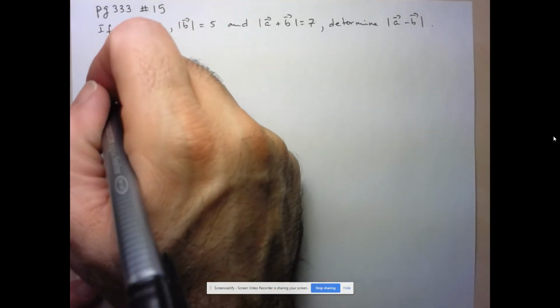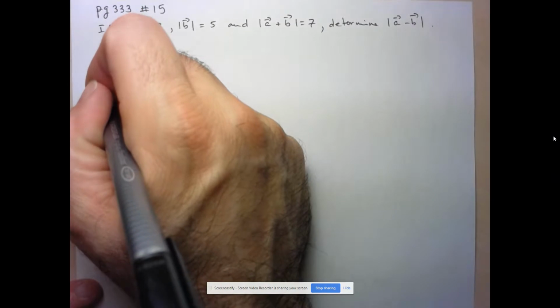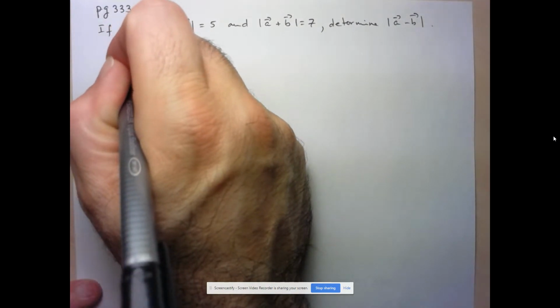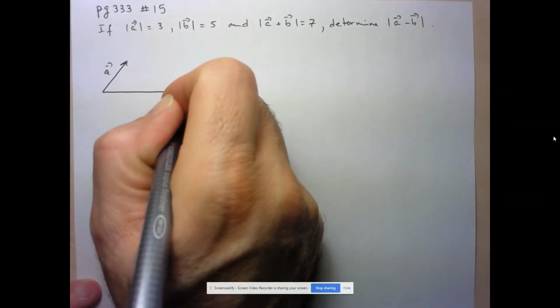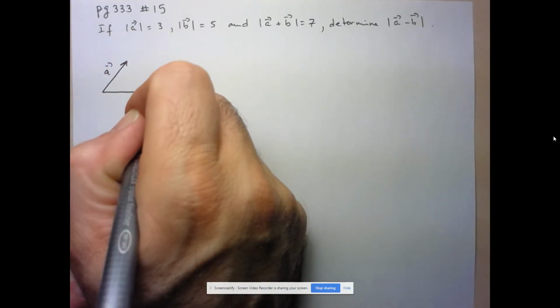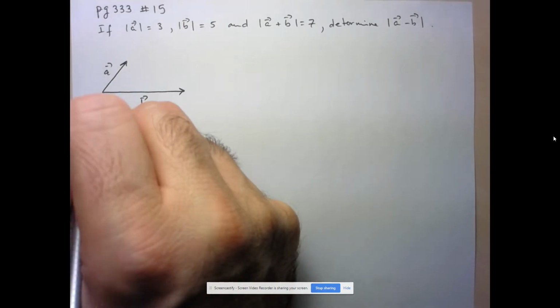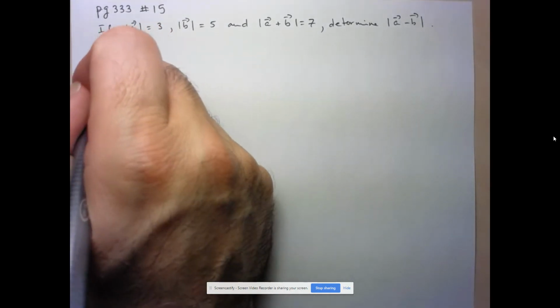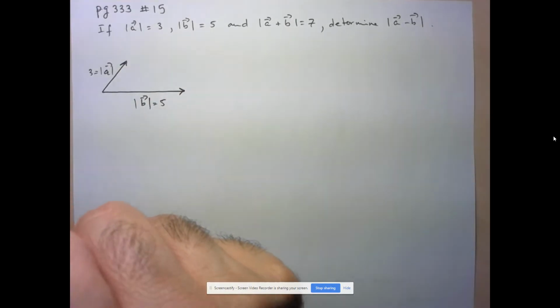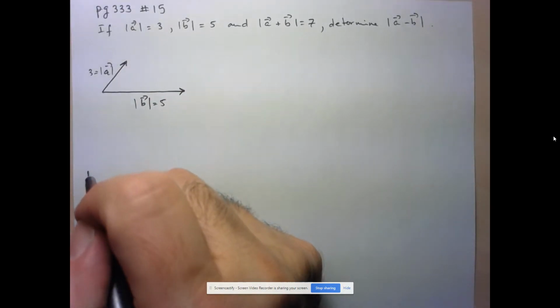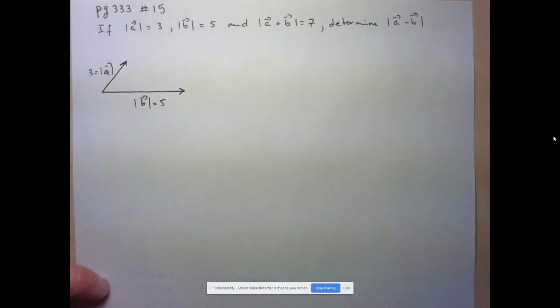And I'll try to draw the diagram kind of big here. So let's say this is the vector A. And then here, this is the vector B, okay, a little longer. So this has a magnitude of 3, and this has a magnitude of 5. All right. And of course, let's use some different colors here.